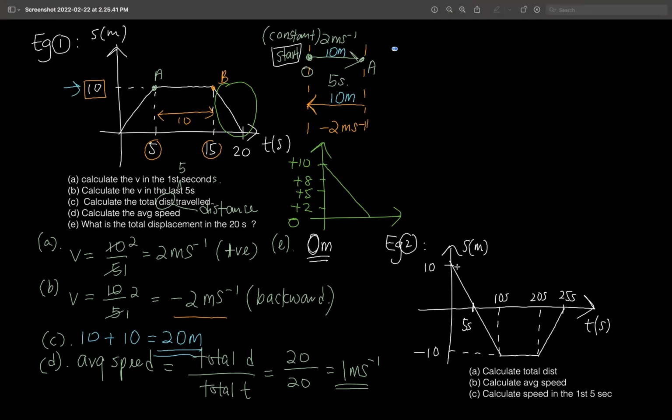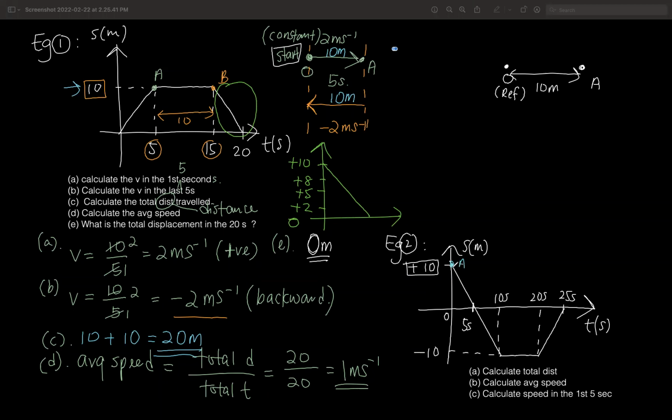The first part of the graph, sloping down. What does it mean? Okay, let's pick one starting point. We pick a reference point first. This is my reference point. Let's call it O. Reference point. At time 0, where do I start? I am at positive 10 meter from my reference point. Okay, so I start here. Point A. What is this? 10 meter. Okay, so this is point A.